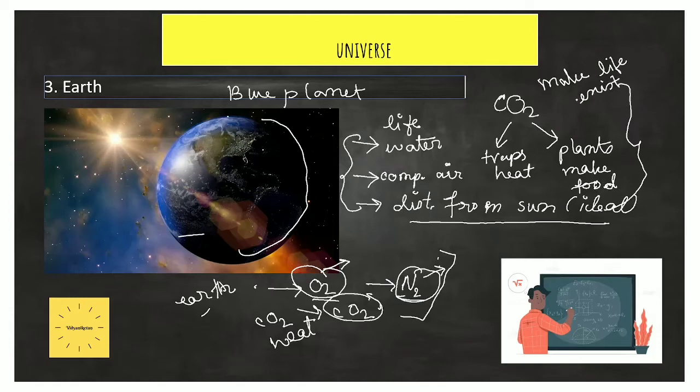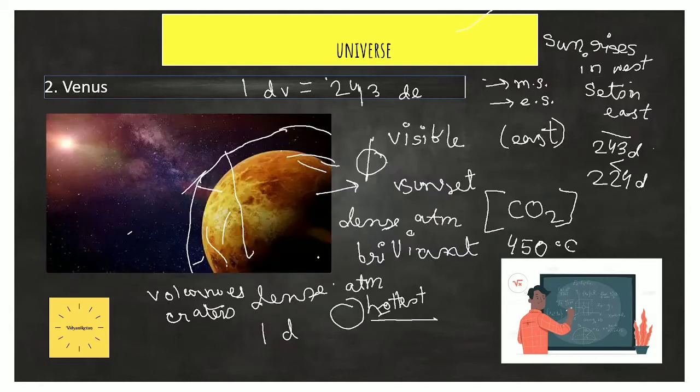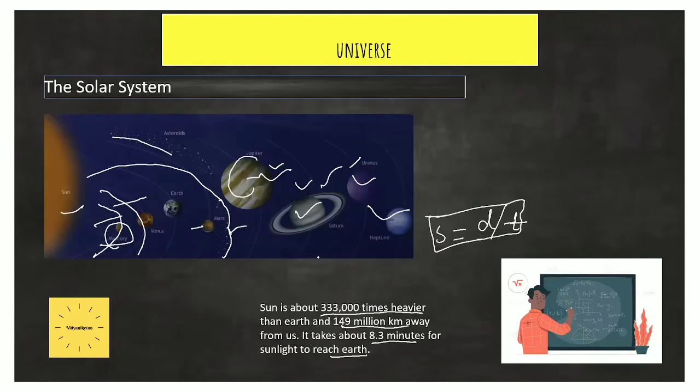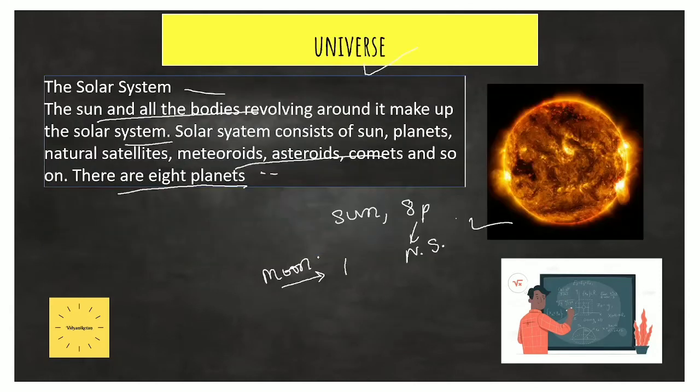So today we will learn up till this, and in the next class we will continue with the other planets, that is Mars. We will start with Mars in the next class. So what did we learn today? We learned, let's get a recap. We learned about the solar system. We understood what the solar system is actually made up of.